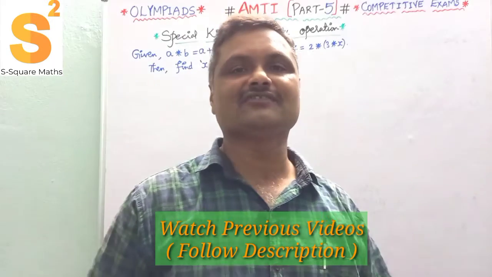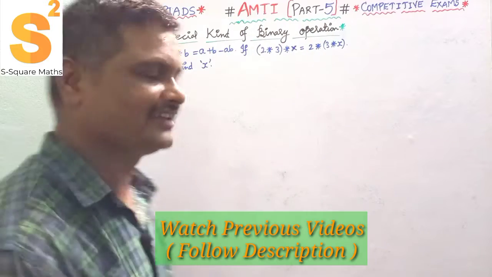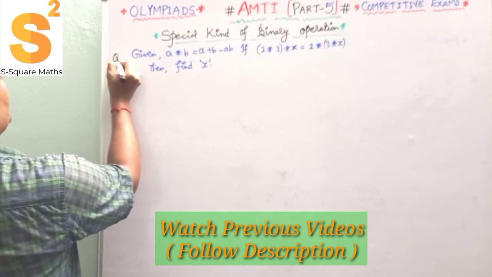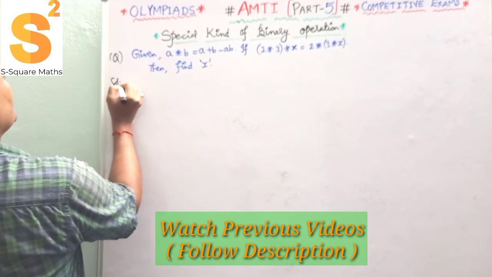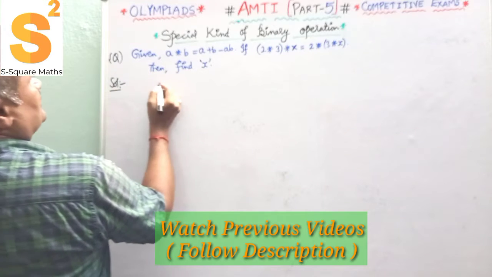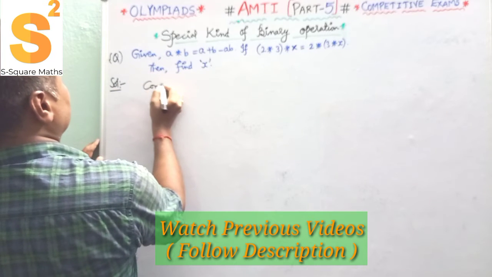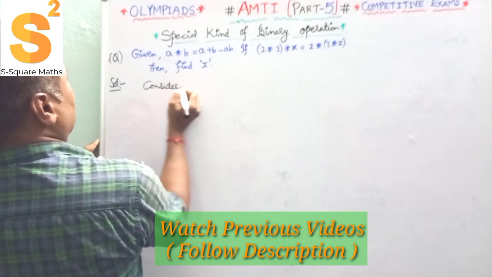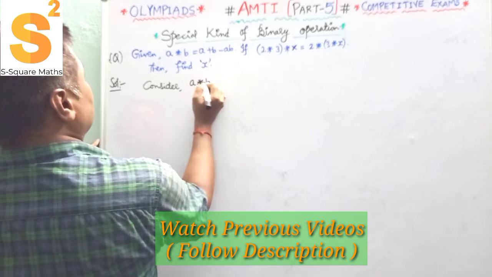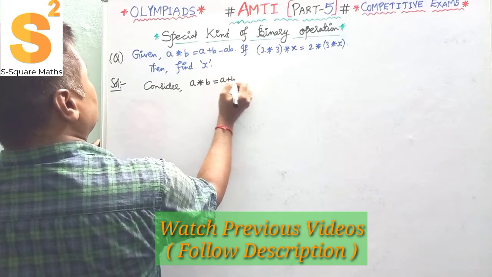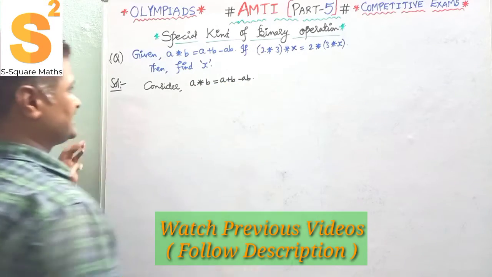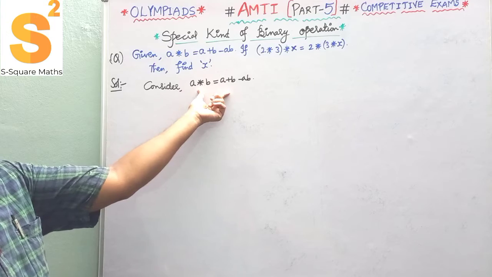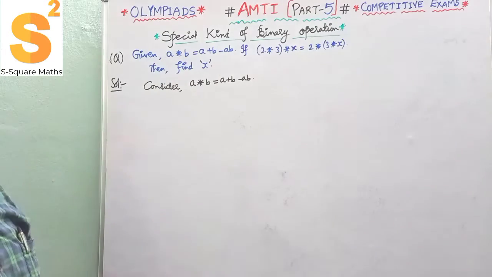So without delay, we'll jump into our problem. Okay, so now this is our question and the solution follows. So now consider A star B is equal to A plus B minus AB. This is a defined binary operation over the variables A and B.